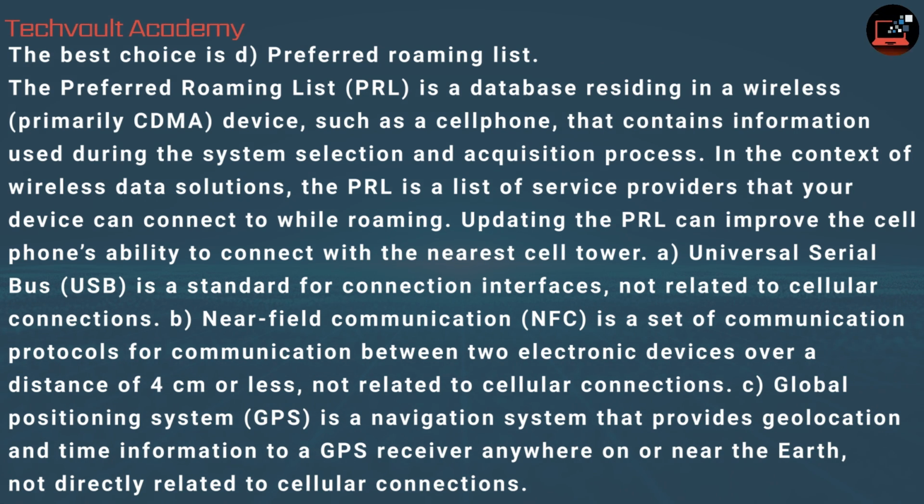A. Universal Serial Bus, USB, is a standard for connection interfaces, not related to cellular connections. B. Near-Field Communication, NFC, is a set of communication protocols for communication between two electronic devices over a distance of 4 centimeters or less, not related to cellular connections. C. Global Positioning System, GPS, is a navigation system that provides geolocation and time information to a GPS receiver anywhere on or near the Earth, not directly related to cellular connections.